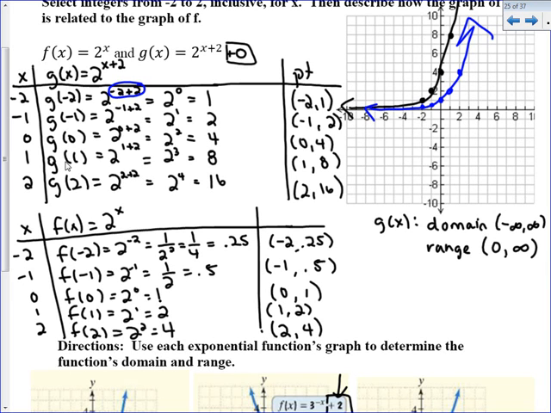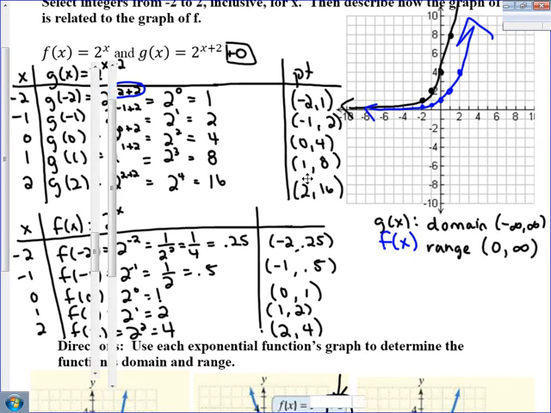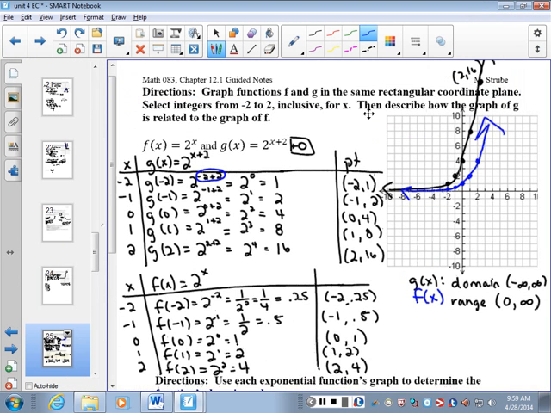So what's the domain of the blue graph? Negative infinity to positive infinity. And what's the range? 0 to infinity again. Since neither of these had a big number added on the end, they actually have the same domain and range. So the things I really want you to focus on, again, on your homework, don't worry about then describing how the graphs are different. I want you to focus on drawing the graphs and identifying the domain and range of them.